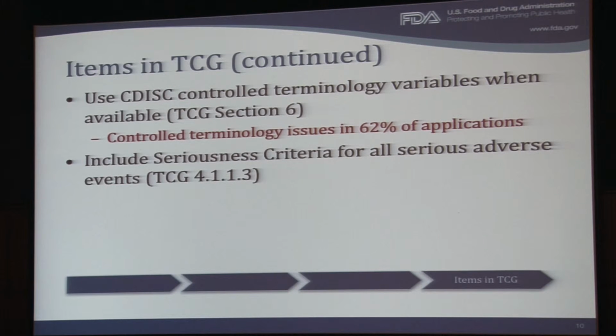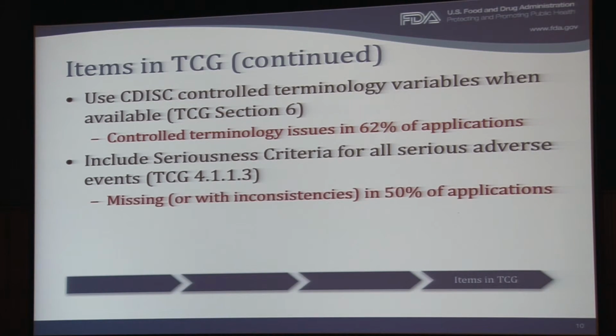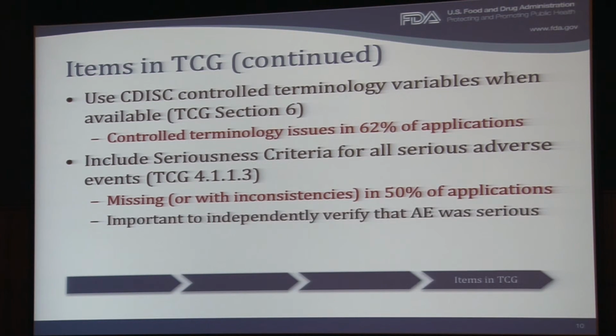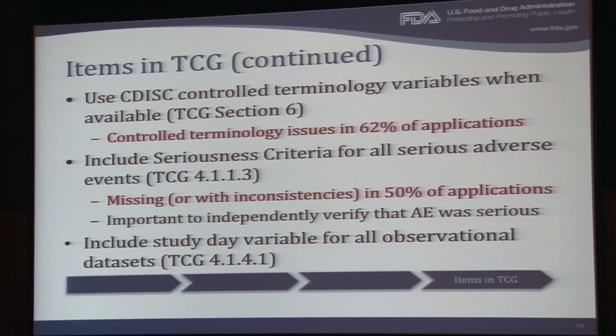Seriousness criteria should be included for all serious adverse events. And in half of the applications, this criteria was missing or had inconsistencies between the criteria and the SAE flag. The impact is that this is important for us to independently verify that the AE was serious. The study day variable should be included for all observational data sets as well.